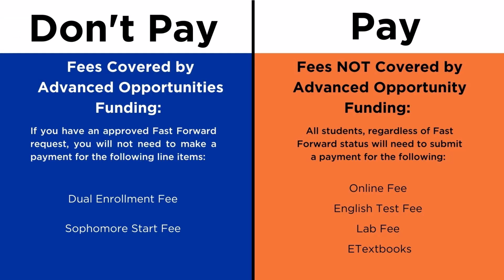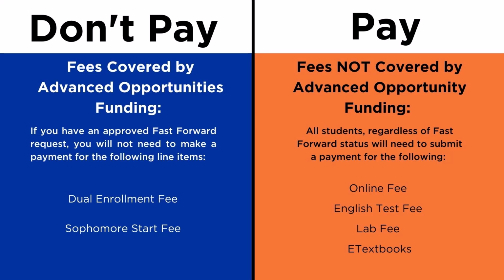Advanced Opportunity Funding will pay $75 per line item titled Dual Enrollment Fee or Sophomore Start Fee. These funds will be posted to your account once we receive the funding from the state of Idaho, typically a few weeks after the end of the semester. If you have an approved Advanced Opportunities request, you do not need to submit a payment for these line items.